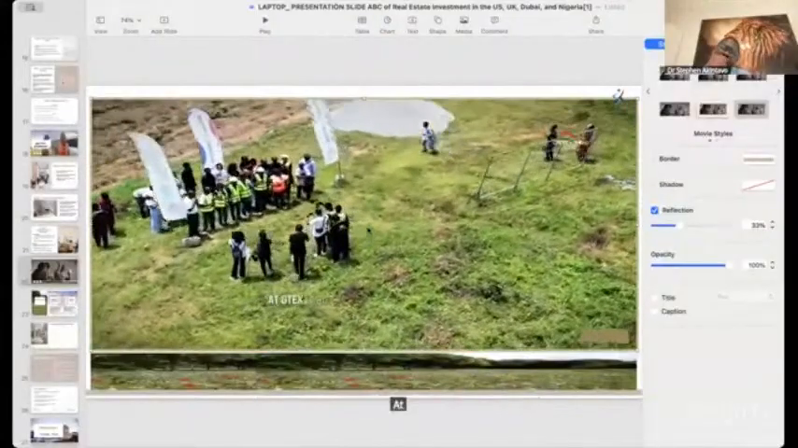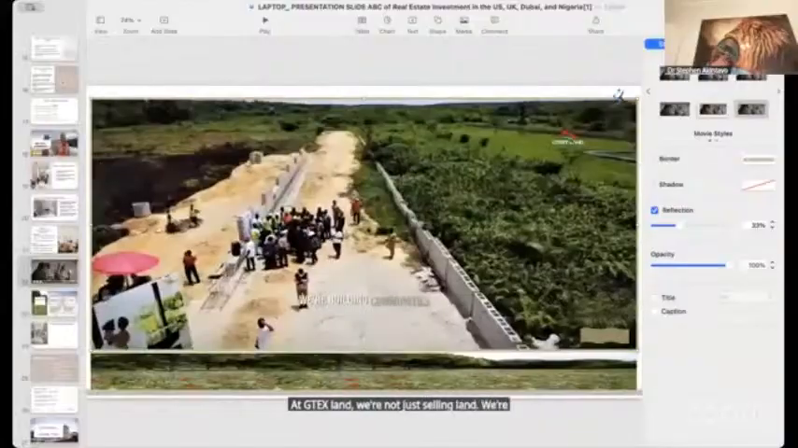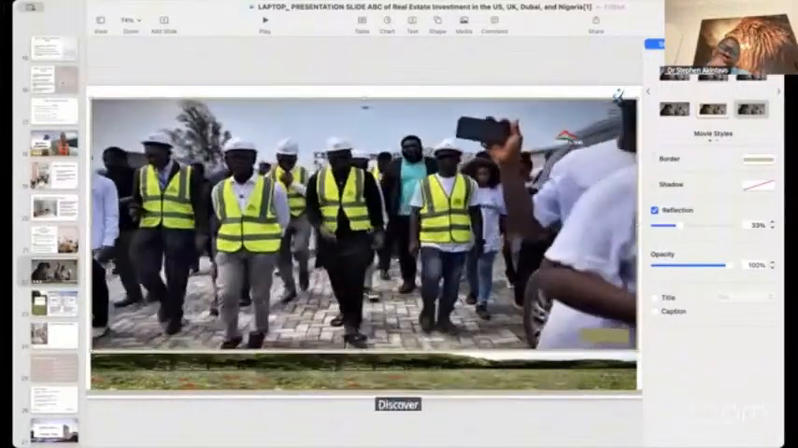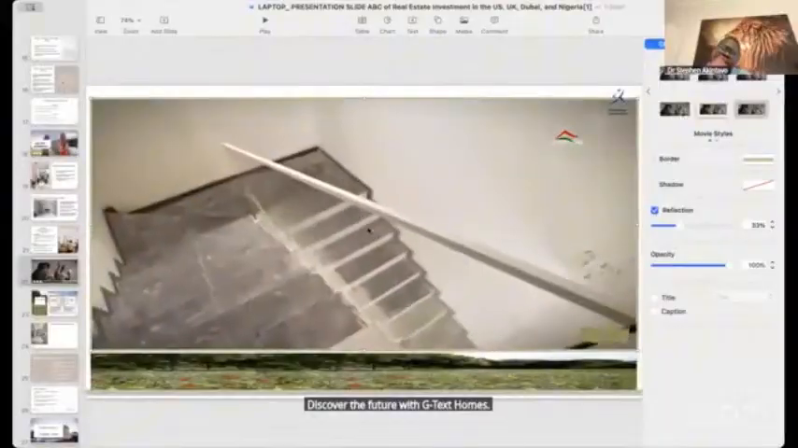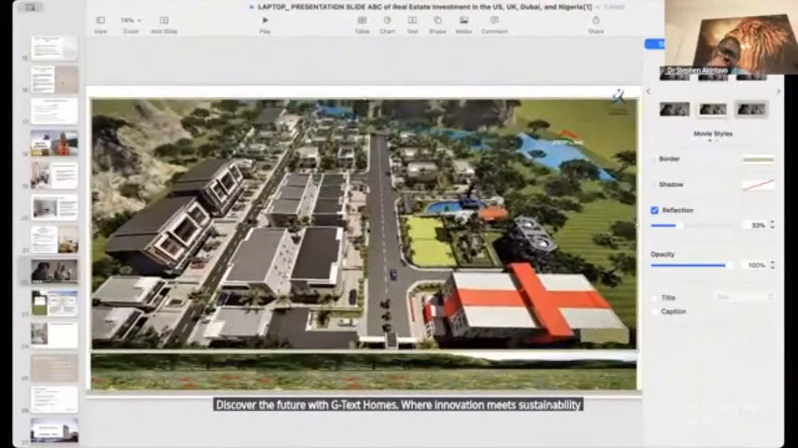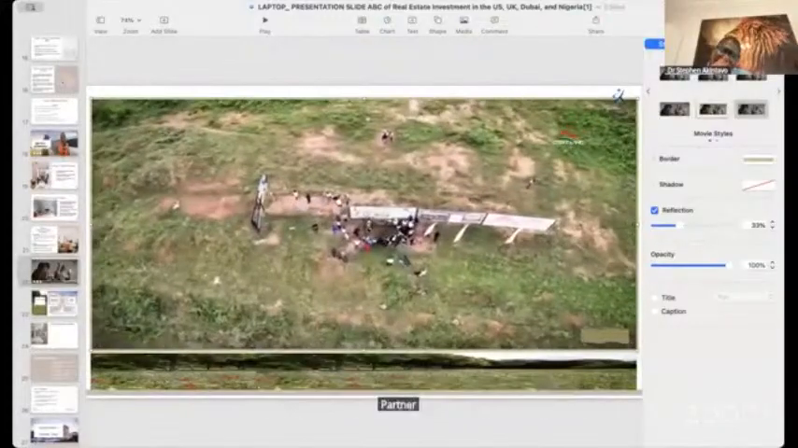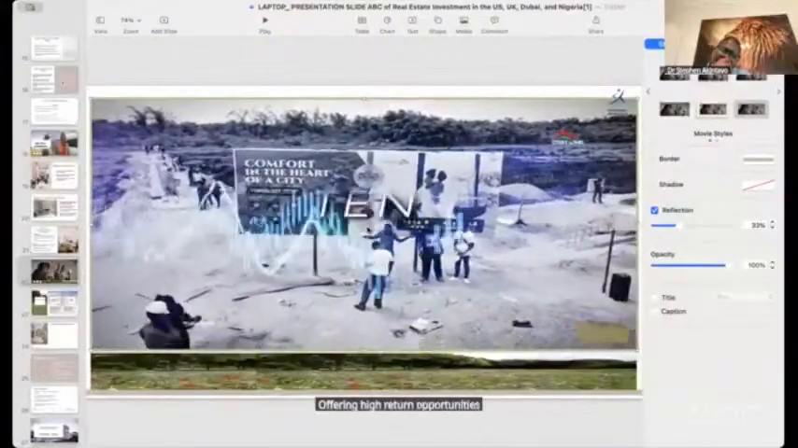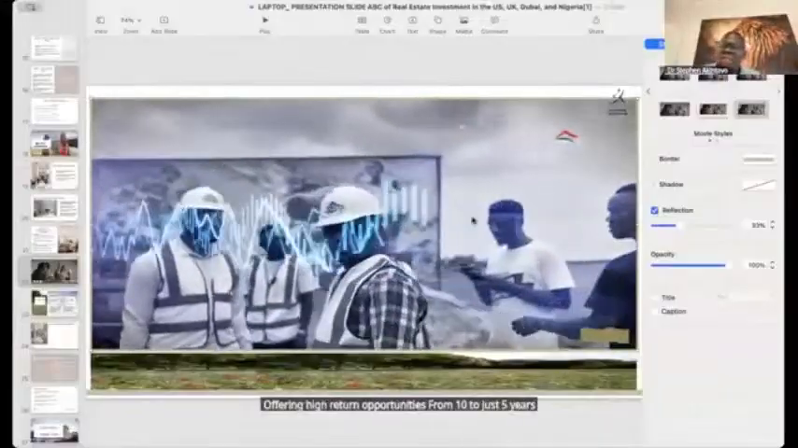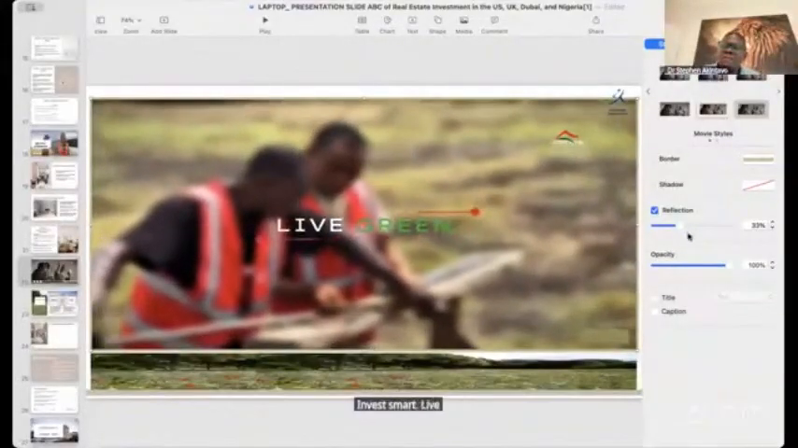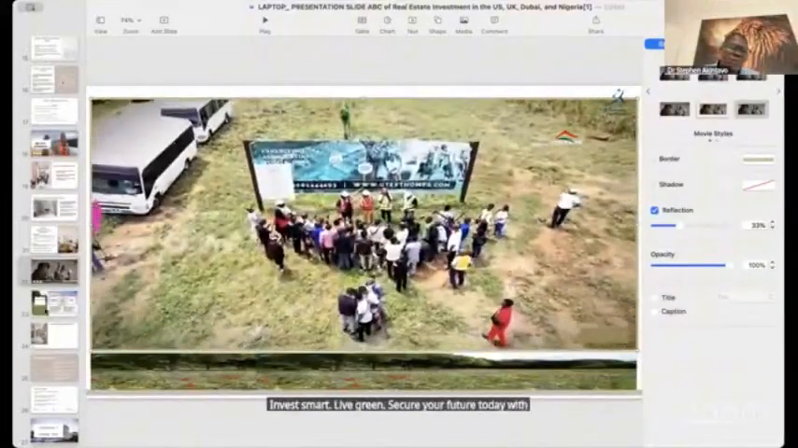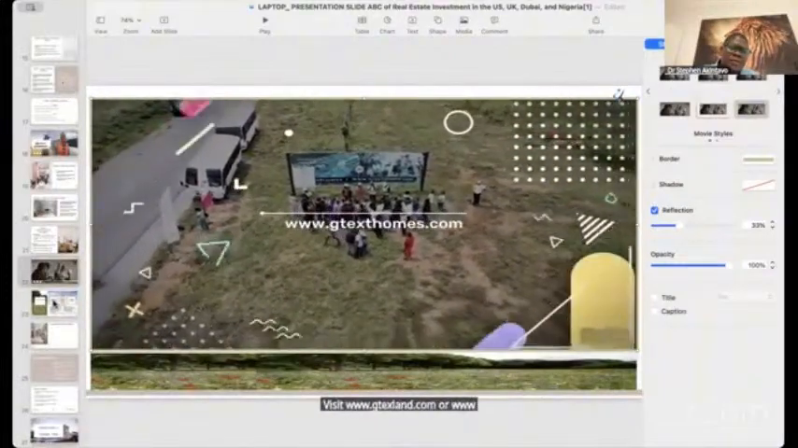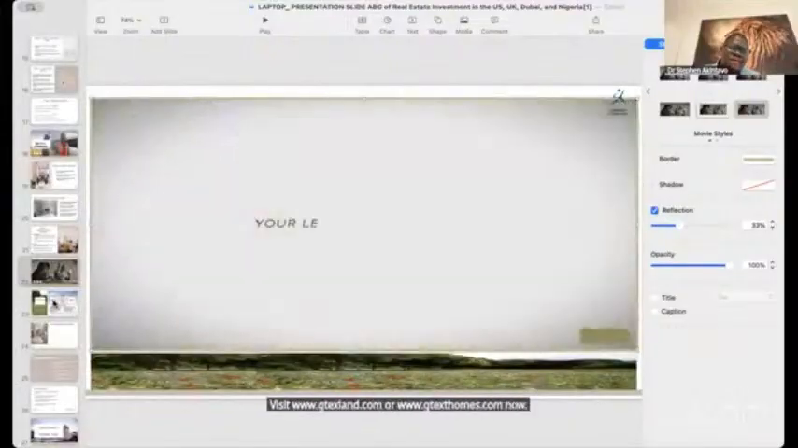At GTextLand, we're not just selling land. We're building communities, shaping cities, and helping you grow generational wealth. Discover the future with GText Homes, where innovation meets sustainability through green and smart living solutions. Partner with GTextLand, the Rolls-Royce of land banking, offering high return opportunities from 10 to just 5 years with our proven model. Invest smart, live green. Secure your future today with GText. Visit www.gtextland.com or www.gtexthomes.com now. Your legacy begins here.